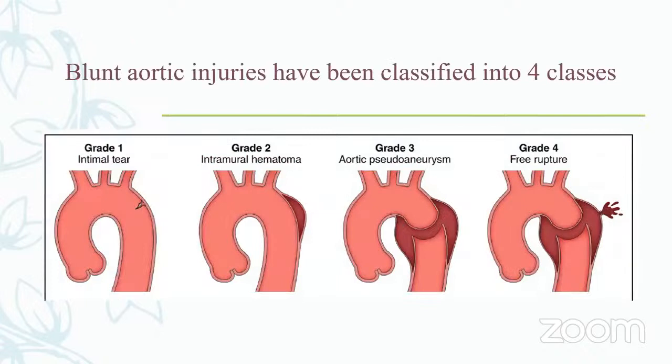Blunt aortic injuries have been classified into 4 classes. Grade 1, which involves only an intimal laceration with no other radiological changes. Grade 2 injury includes an intimal laceration and mild intramural hemorrhage without significant compromise of the aortic lumen. Grade 3 injury includes an intramural hemorrhage sufficient to cause an increase in the aortic diameter and compression of the lumen, and this is what is called the classical pseudoaneurysm. Grade 4 injury involves rupture or impending rupture.